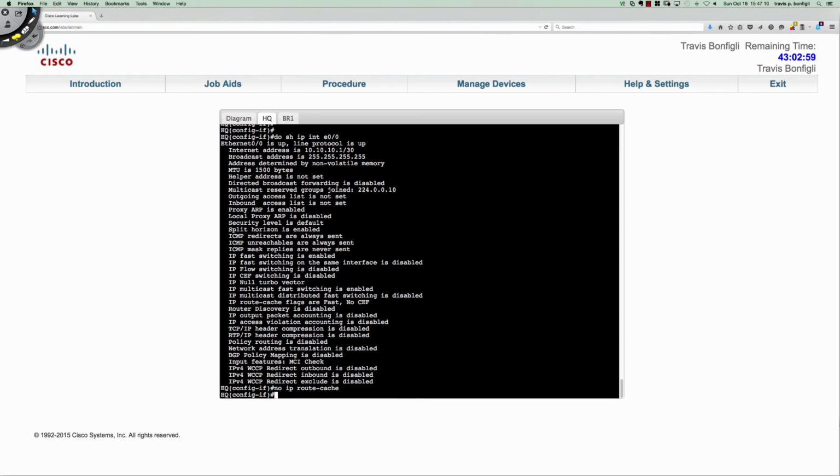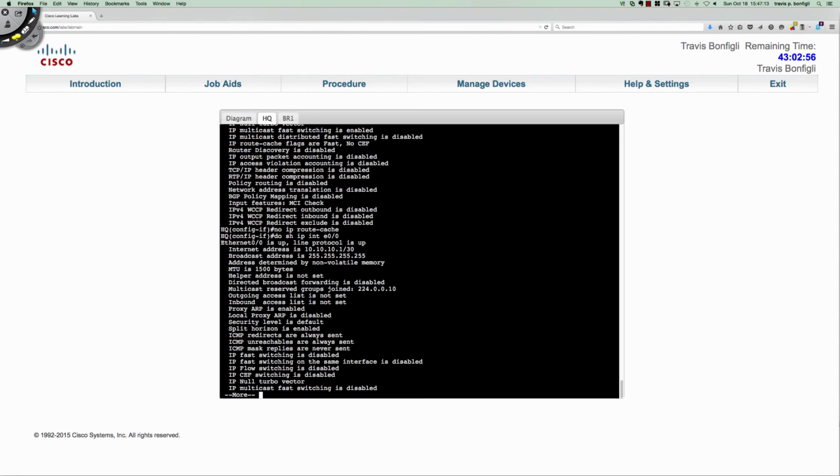Right? So we did no IP route cache CEF. What if I just say no IP route cache? And sure enough, fast switching is now disabled. So CEF switching is disabled and fast switching is disabled. So these are both disabled.